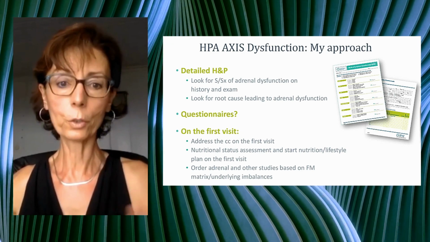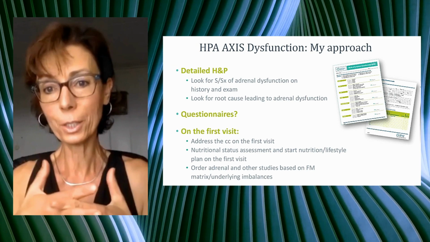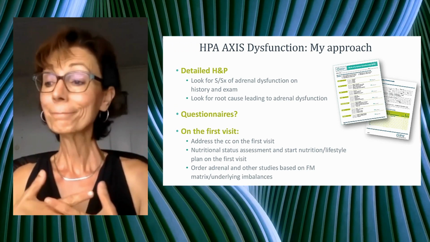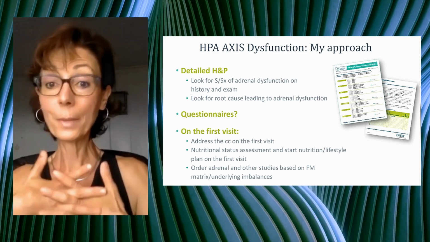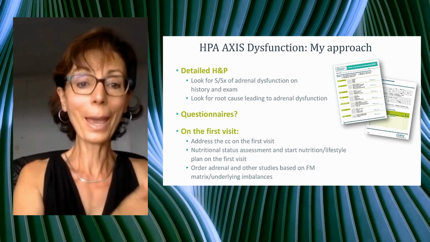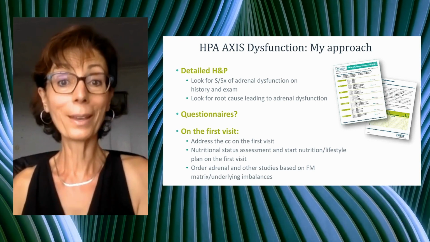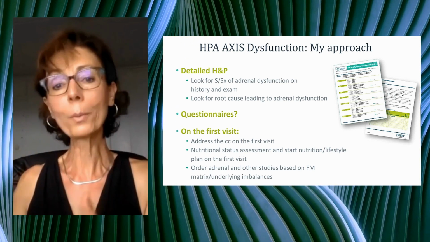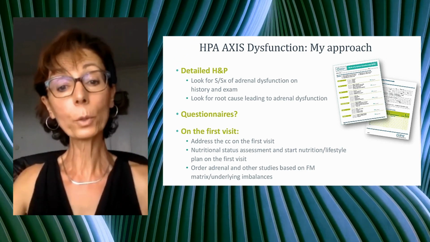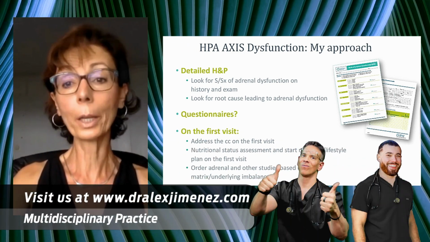I do use questionnaires, and you have those in your toolkit. And on the first visit, I really try to address the chief complaint. Even if it is not exactly where I want to start, it is what brought the patient to me, and so I'm going to address it. But I will say, I also need you to do all these other things. And I start a nutritional assessment and nutrition and lifestyle evaluation and suggestions for a treatment plan based on just my clinical evaluation. And then I'm going to order the other studies based on the matrix and the underlying imbalances that I've identified.